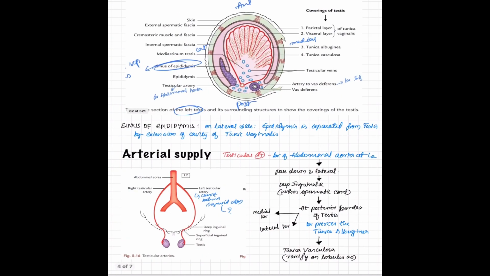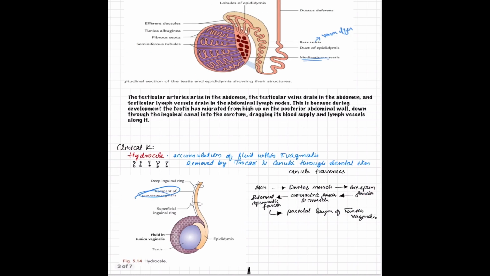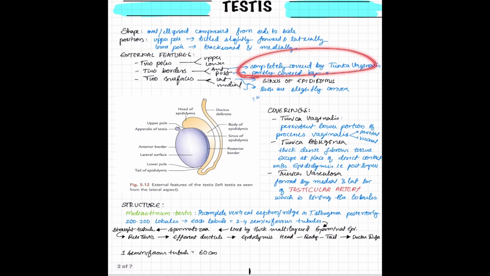You see here, this is the left testis, this is the medial surface, and this is the lateral surface, with the anterior and posterior borders. You have seen that anteriorly it is completely covered, but posteriorly it is not completely covered. That is the relation you need to remember.